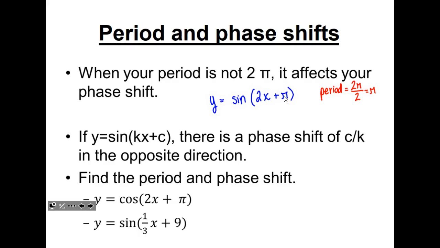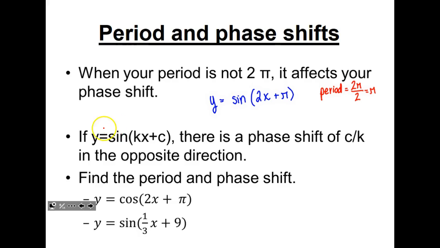However, with the trig functions, this happens pretty often, that you have both a change in your period and a phase shift left or right. So it's a little different than what we've seen with the other problems before, but figuring it out is not too terribly bad.